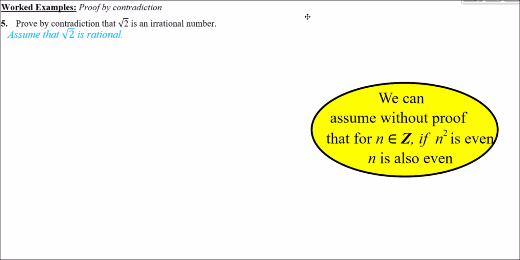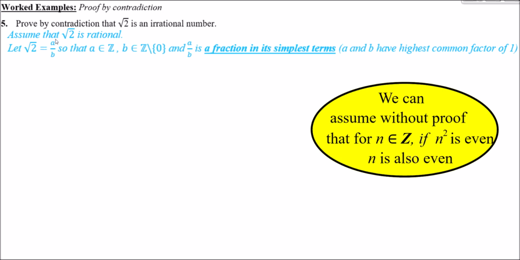Now be thinking, well, what is a rational number? Well, a rational number is anything that can be written as an exact fraction. So we're going to assume here, therefore, that root 2 is a over b, where a is an integer, b is an integer that isn't equal to 0, and this is the key thing. This is really, really important. Assume that a over b is a fraction in its simplest terms. So assume this fraction a over b has been fully simplified. In other words, a and b have a highest common factor of 1.